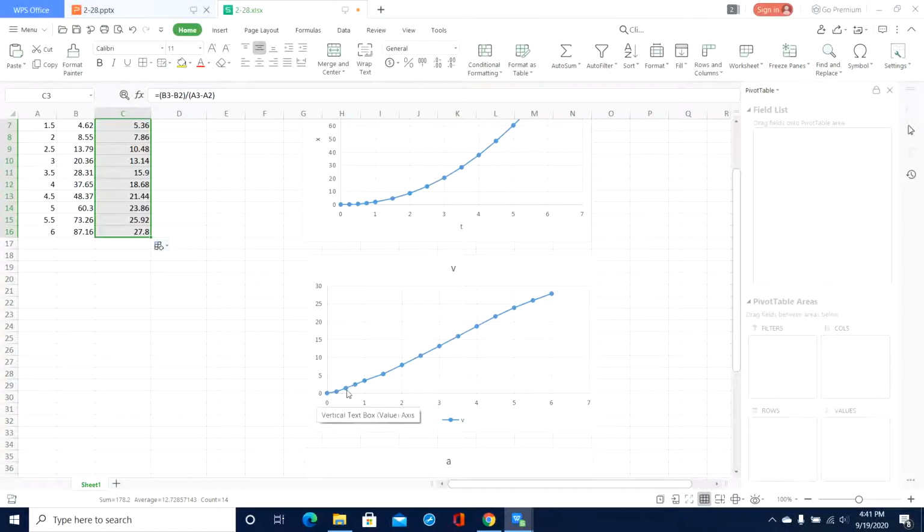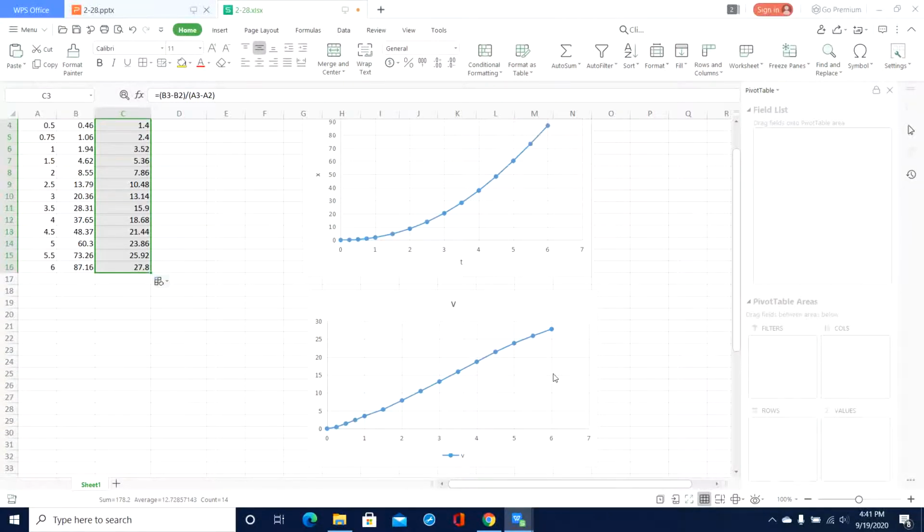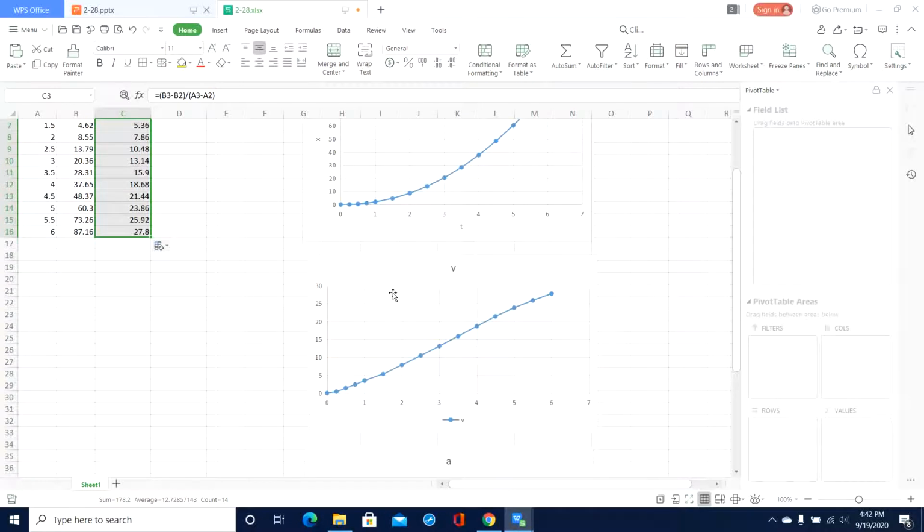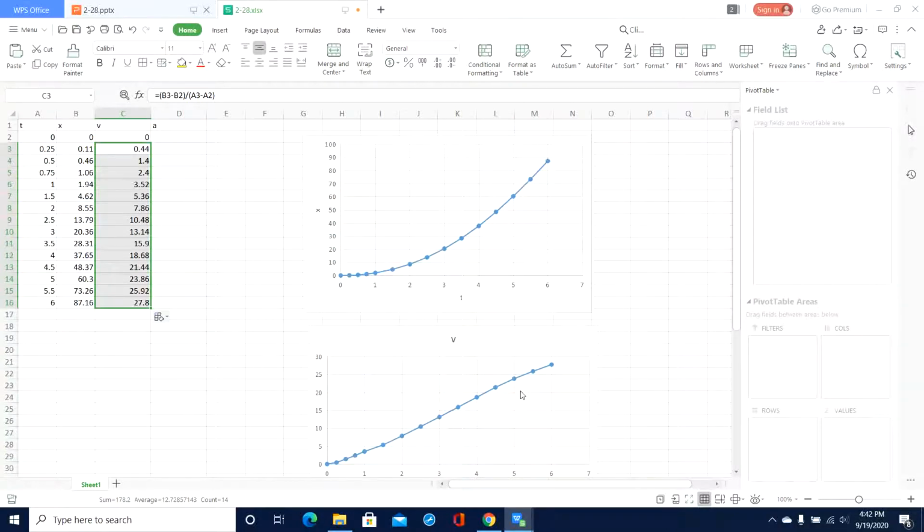So if we consider this is linear, we can find its function. The intercept is zero, so we just need to find the slope. For this slope, we can see this is 6, and this one is around 28, right? So 28 divided by 6, how much? 28 divided by 6, less than 5, around 4, agree? So in this one, we can find v equals 4.5 t, around that.